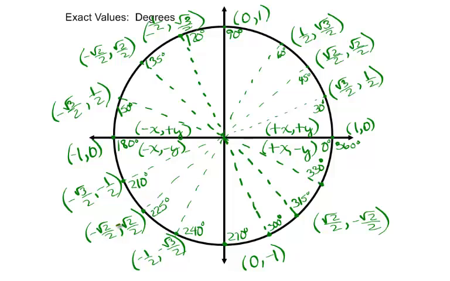For 300 degrees, we have the smaller of the two x values, and the bigger of the two magnitudes or values must be the y-coordinate. Since we're in quadrant 4, the y-coordinate must be negative. Here we have a positive root 3 over 2 and a negative 1/2.